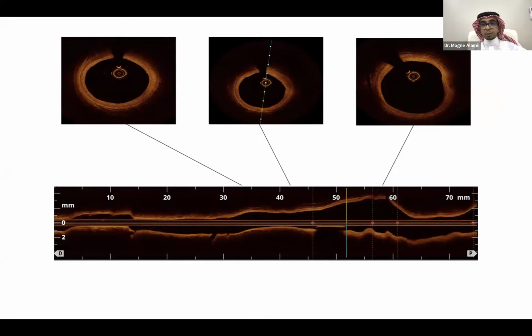So not all ACS cases are either plaque rupture or plaque erosion. We have to think about other possibilities, either embolic or even thrombosis in situ, like this case.